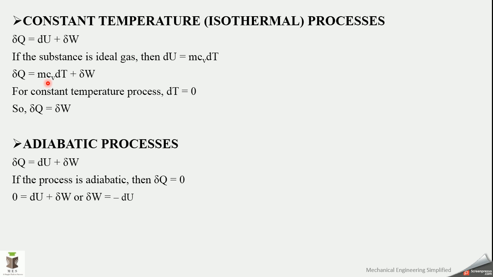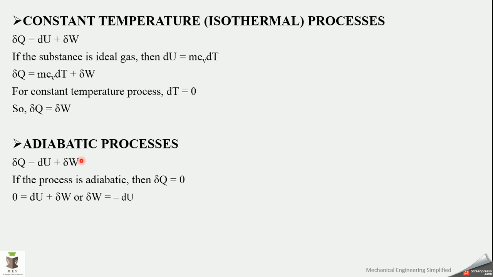Okay, so delta Q is equal to mCv dT plus del W. But dT, for the constant temperature process, will be equal to 0. So in this case del Q will be equal to del W. This means that the net heat transfer is equal to the net work transfer for the constant temperature process. Okay, and the change of internal energy is 0.